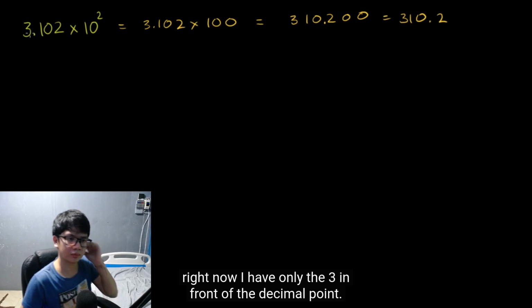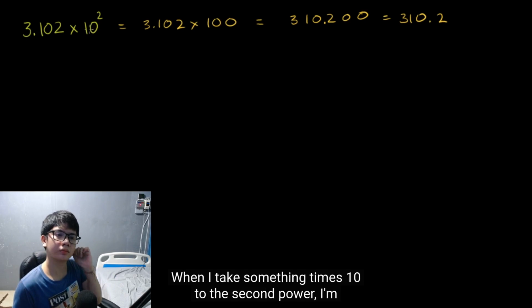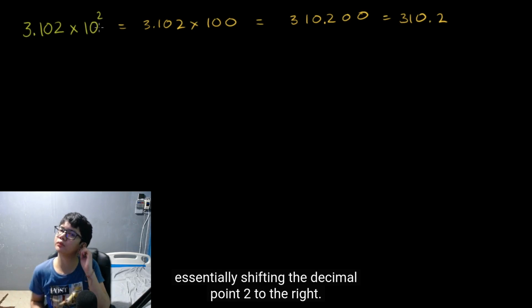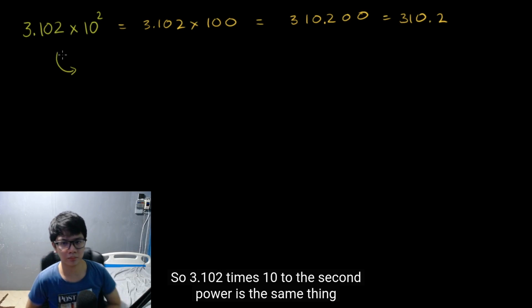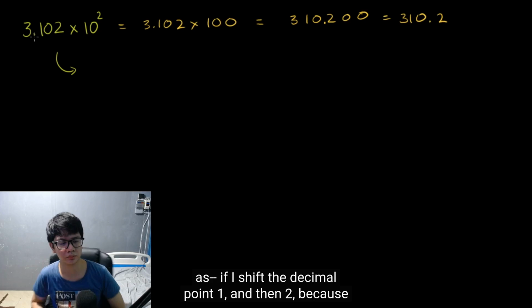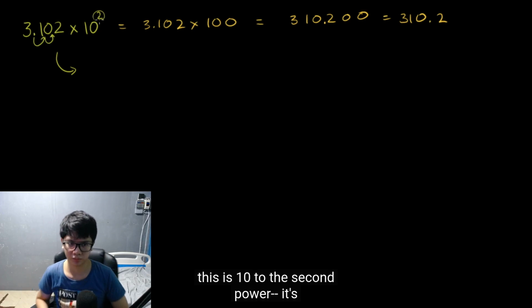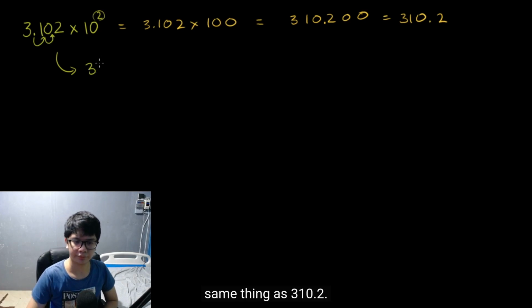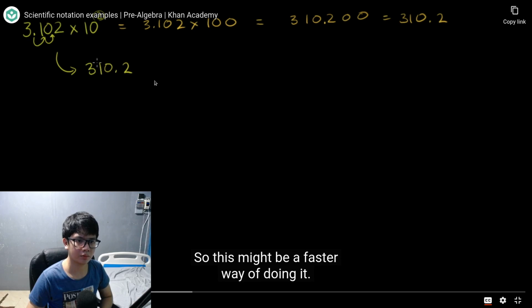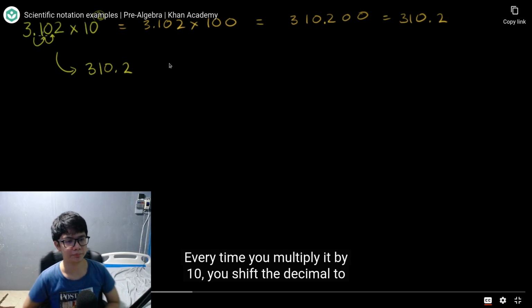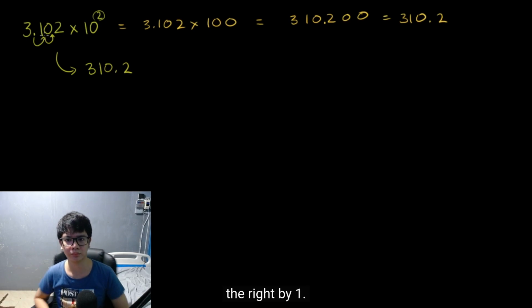Now, a faster way to do this is just to say, well, look, right now I have only the 3 in front of the decimal point. When I take something times 10 to the second power, I'm essentially shifting the decimal point 2 to the right. So 3.102 times 10 to the second power is the same thing as, if I shift the decimal point 1 and then 2, because this is 10 to the second power, 310.2. So this might be a faster way of viewing it. Every time you multiply by 10, you shift the decimal to the right by 1.